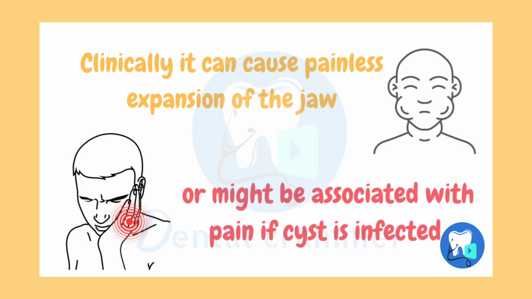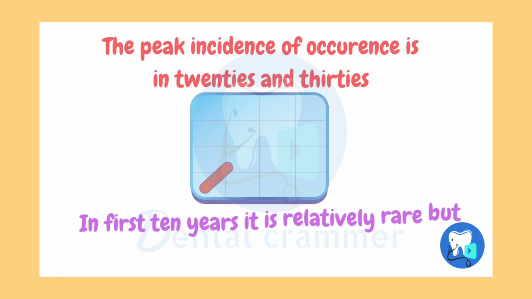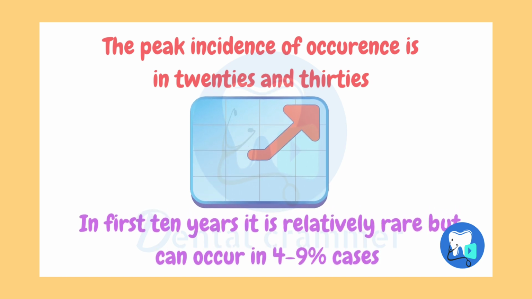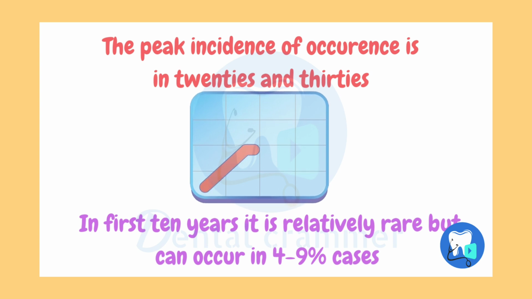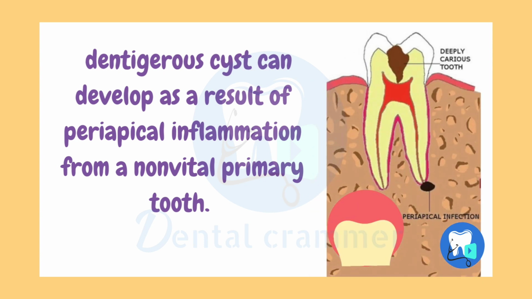The peak incidence of its occurrence is in the 20s and 30s. In the first 10 years, it is relatively rare. However, it can occur in 4 to 9% of the cases. If this cyst presents in early ages, most commonly it is associated with the periapical inflammation of a non-vital primary tooth. Periapical infection can cause inflammation of the unerupted tooth.